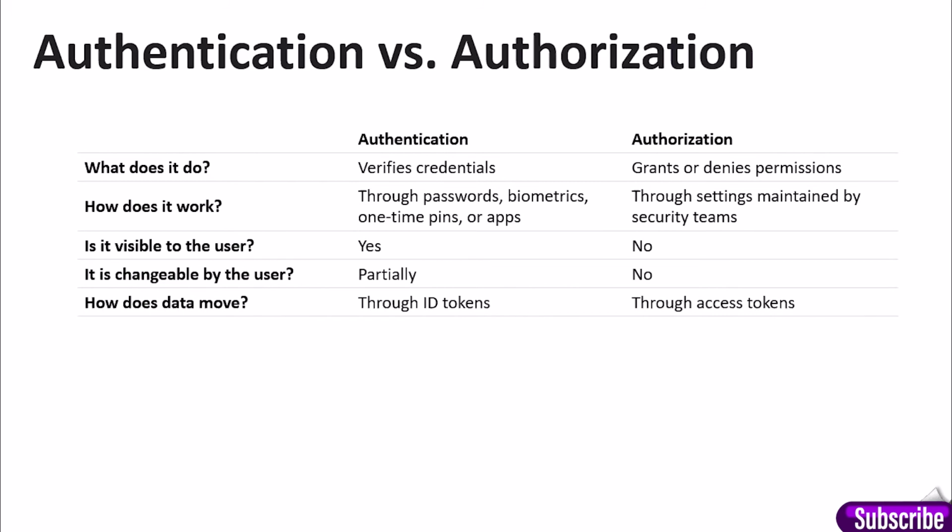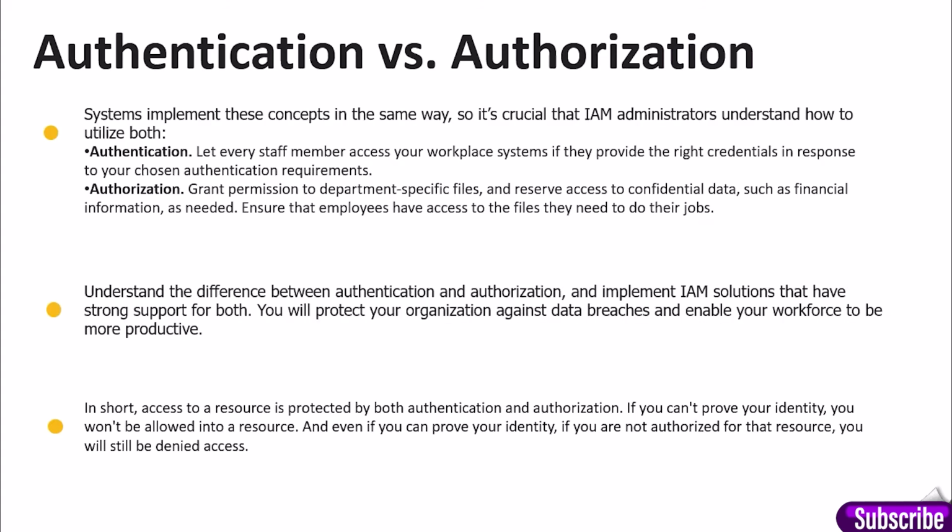So, what does it do? Authentication verifies the credentials, whereas authorization grants or denies permissions. And how does it work? In the case of authentication, it works through password, biometrics, one-time PIN, or apps. In the case of authorization, through settings maintained by the security team. Is it visible to the user? In the case of authentication, yes, and authorization, no. And is it changeable by the users? Authentication, yes, and authorization, no. How does data move? In the case of authentication, it moves through an ID token, and in the case of authorization, it's through access tokens.